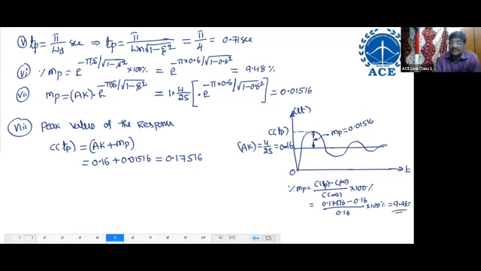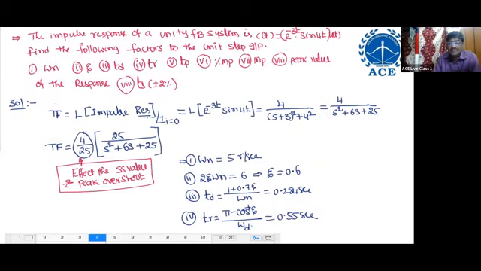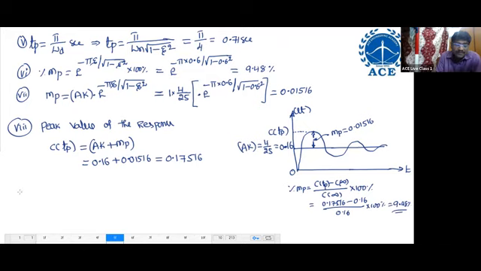Next, what did I ask? Settling time. Plus or minus 2% you find. Settling time equals 4 by zeta omega n. Find the answer. What is the answer for settling time? 1.33 seconds. Like this, you have to solve.